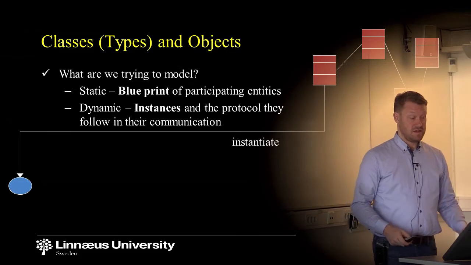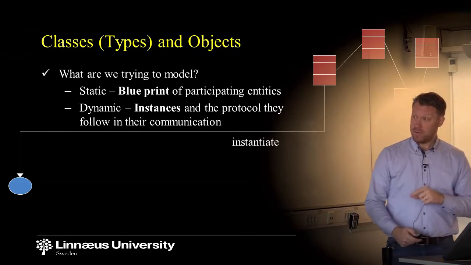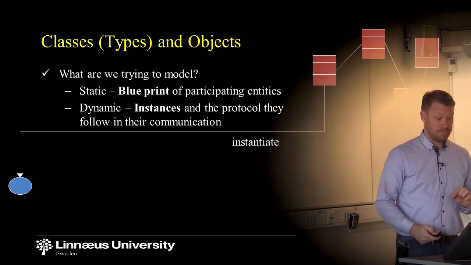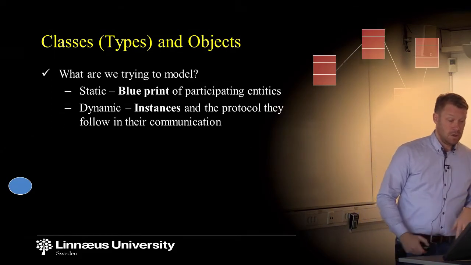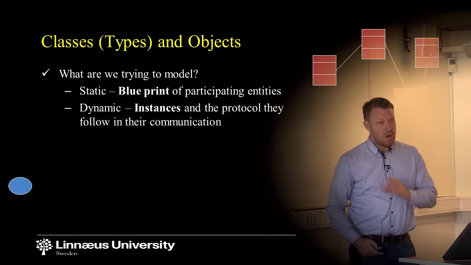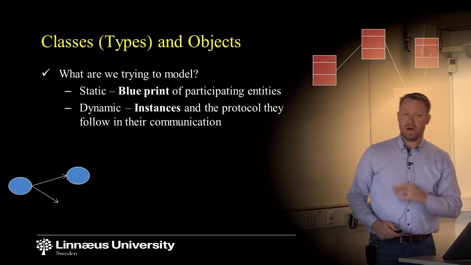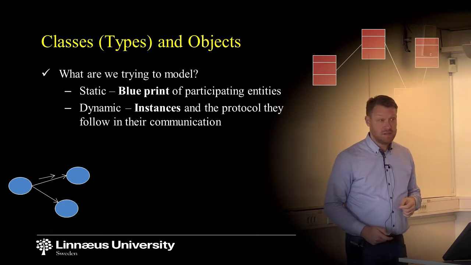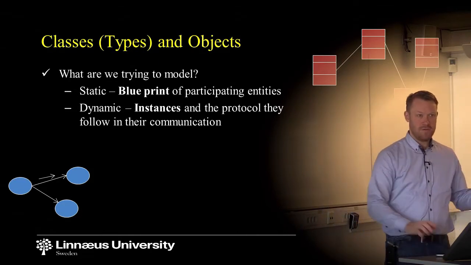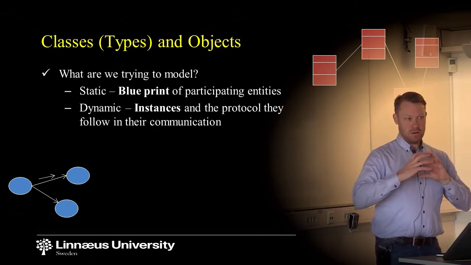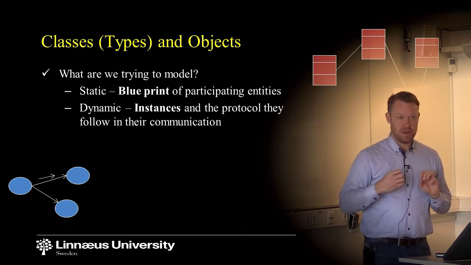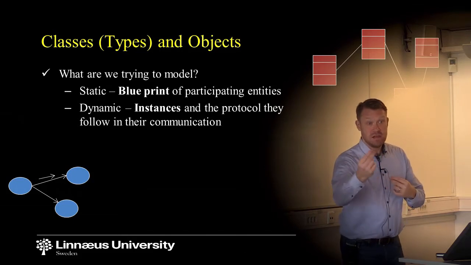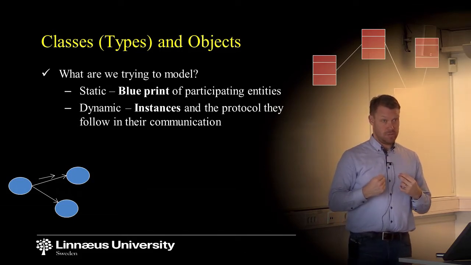So we instantiate this guy here. Now we have the blue guy down there, which is an object. Now we have another type up in our class structure that we instantiate. And now you can see we have objects referencing other objects. And these references can be used as addresses for sending messages to other objects.